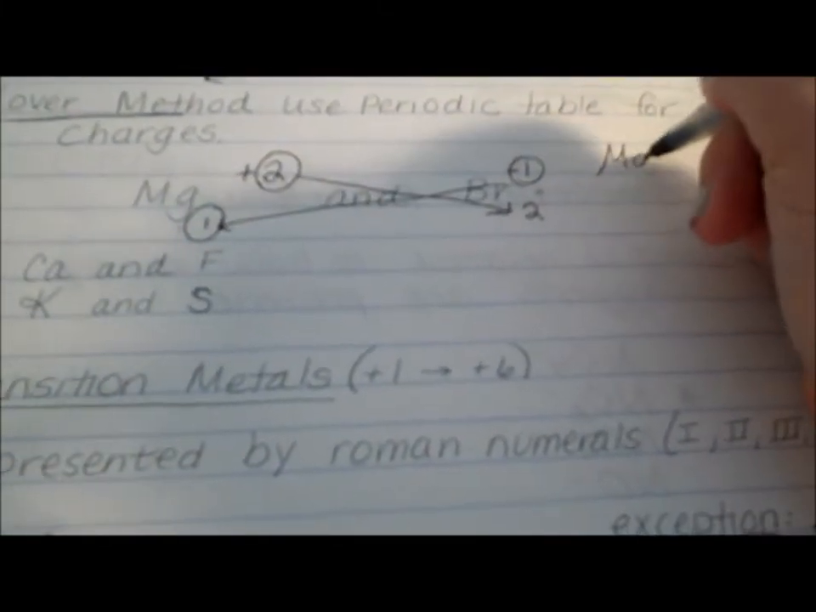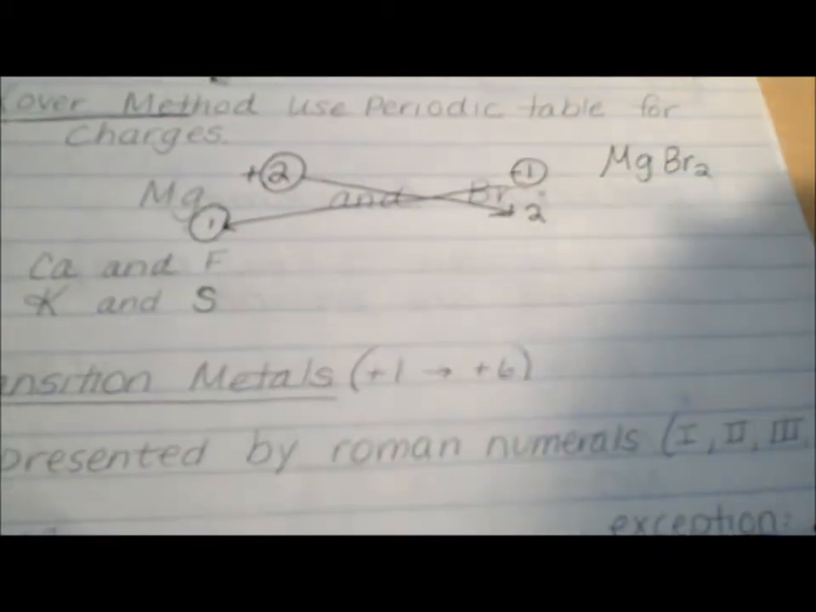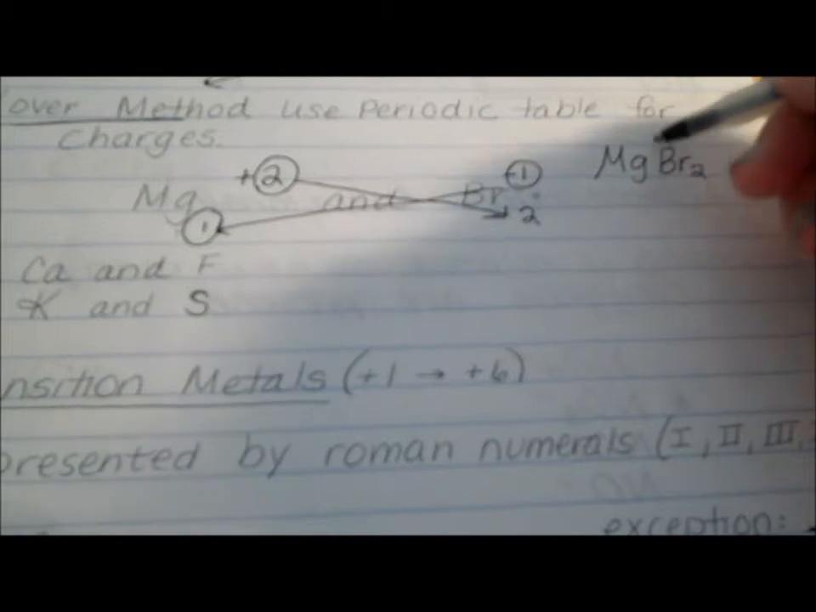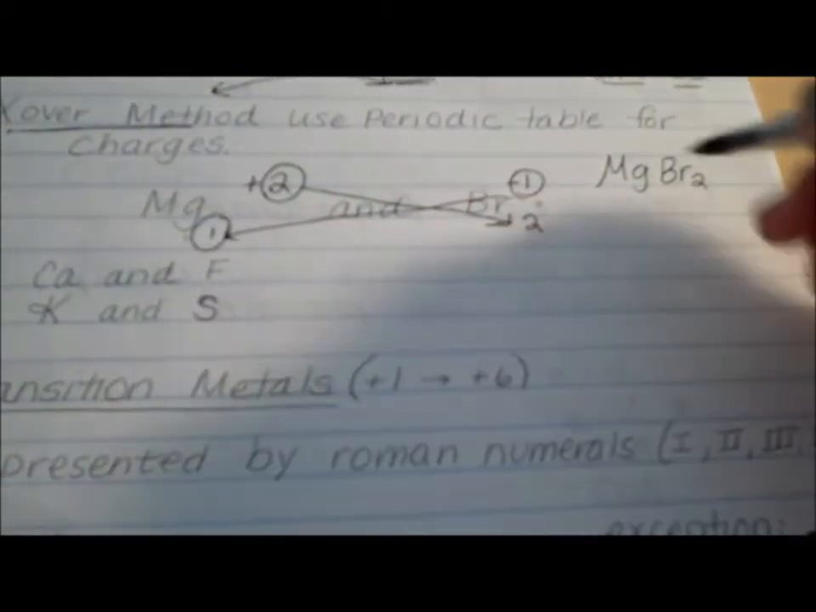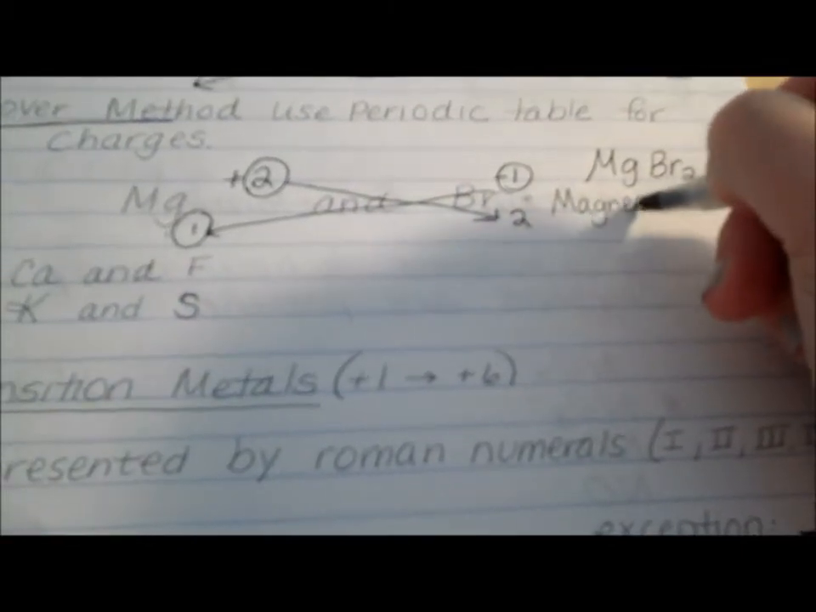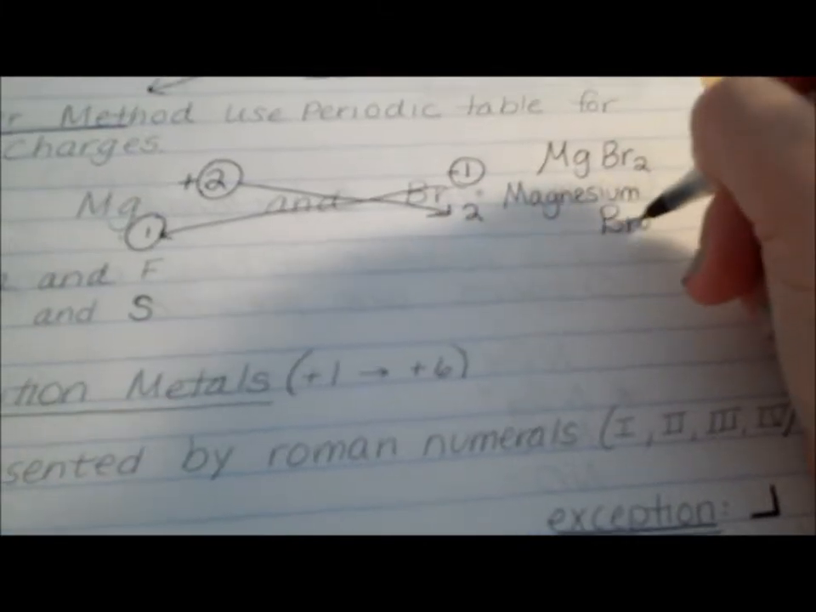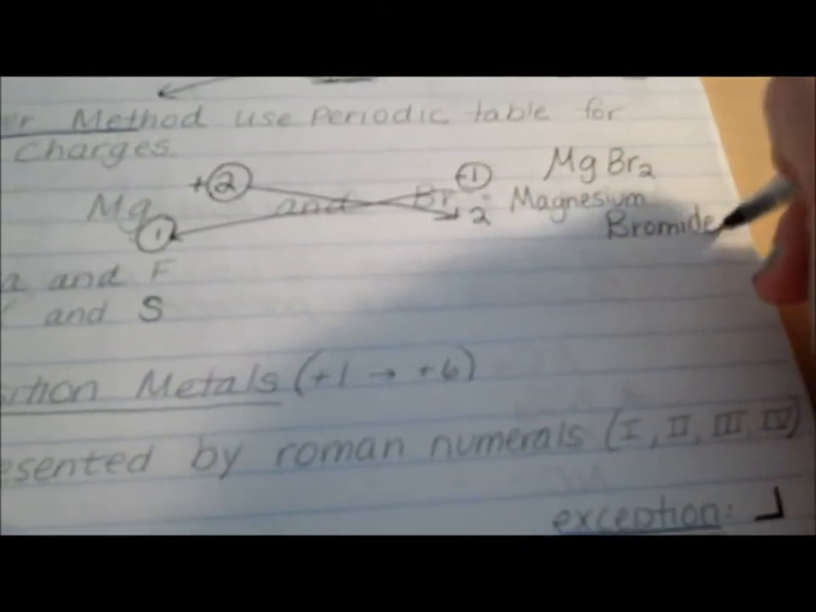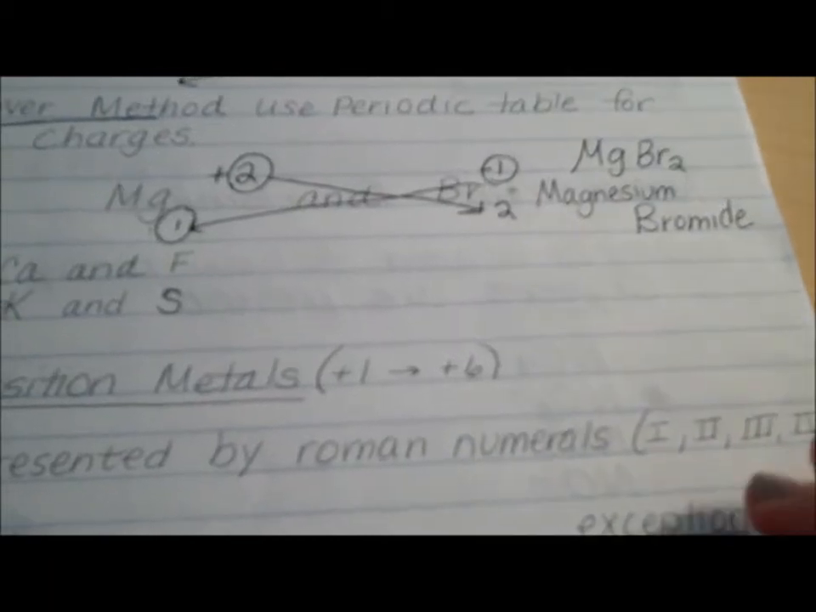So we have MgBr, and then we just have the 2. So for every 1 magnesium, we need 2 bromides. Now let's name it. So magnesium stays the same, and bromine now becomes bromide. So this compound, according to its nomenclature, is going to be magnesium bromide.